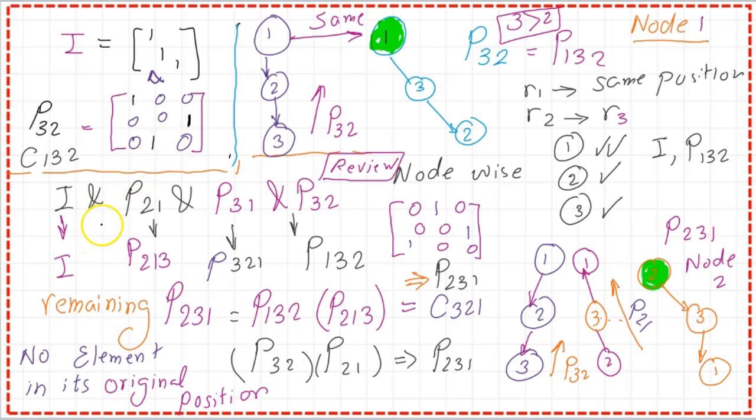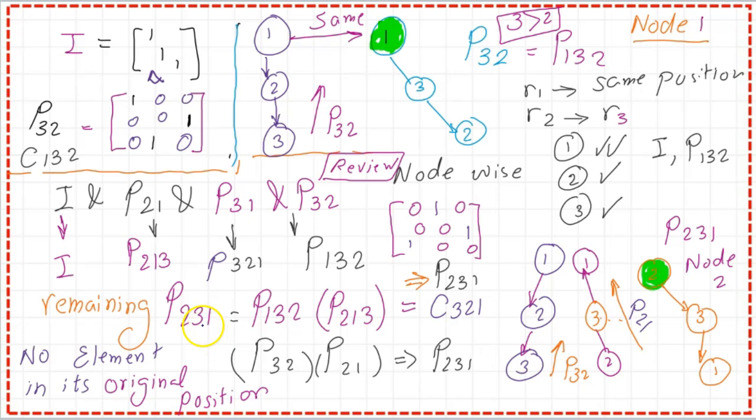Let us review what we have considered so far. We have the identity matrix, we know it is P123. P21 as IJ is equivalent to P213. P31 is P321. P32, this is our case, is equivalent to P132. As we know, we have 6 cases, so we have 2 cases remaining.